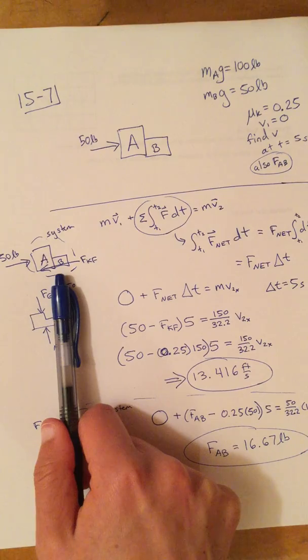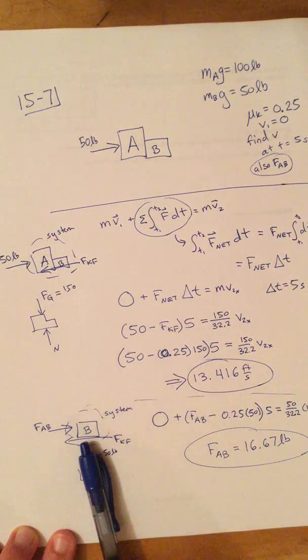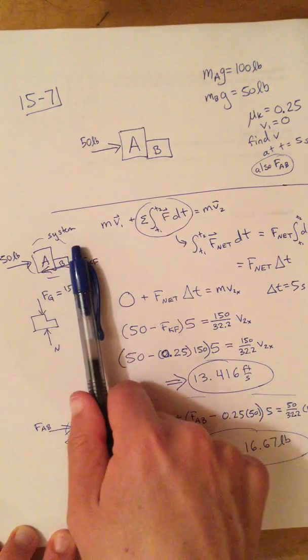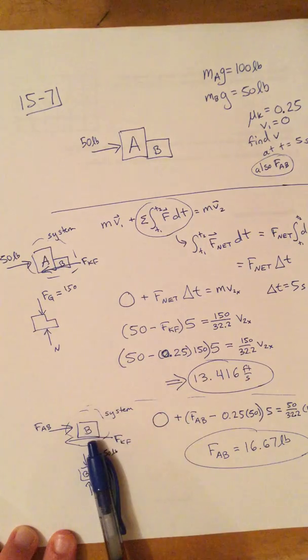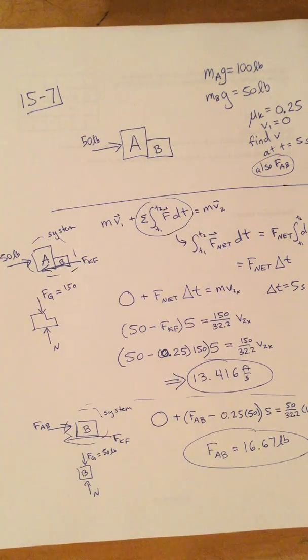You could also solve this by, instead of looking at the two crates together as our system in the first part, doing just crate A and then later just crate B. Or you could do the two crates together as one system, and then instead of crate B, crate A. So you have 3 different systems that you can choose, and you only need 2 of the 3 systems in order to solve the problem. And that concludes problem number 7.